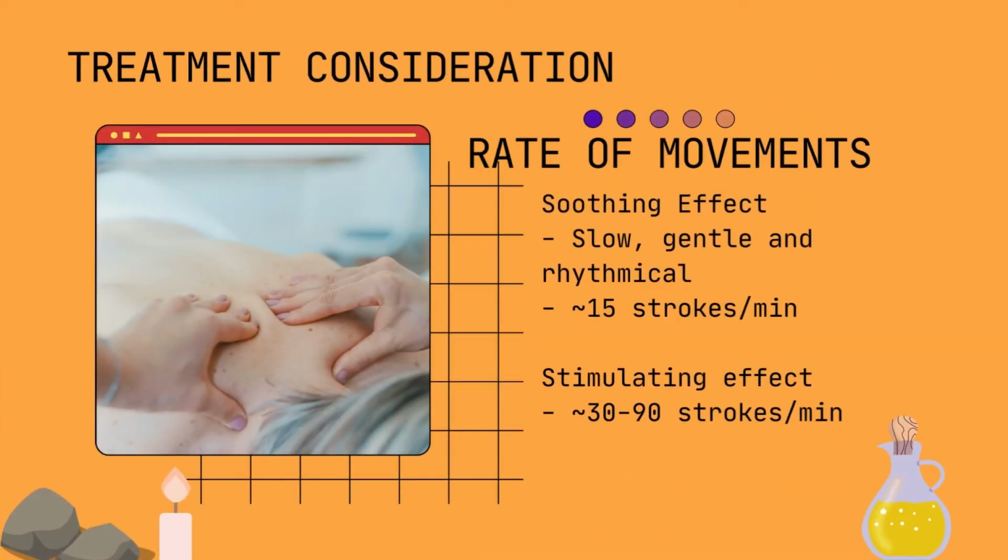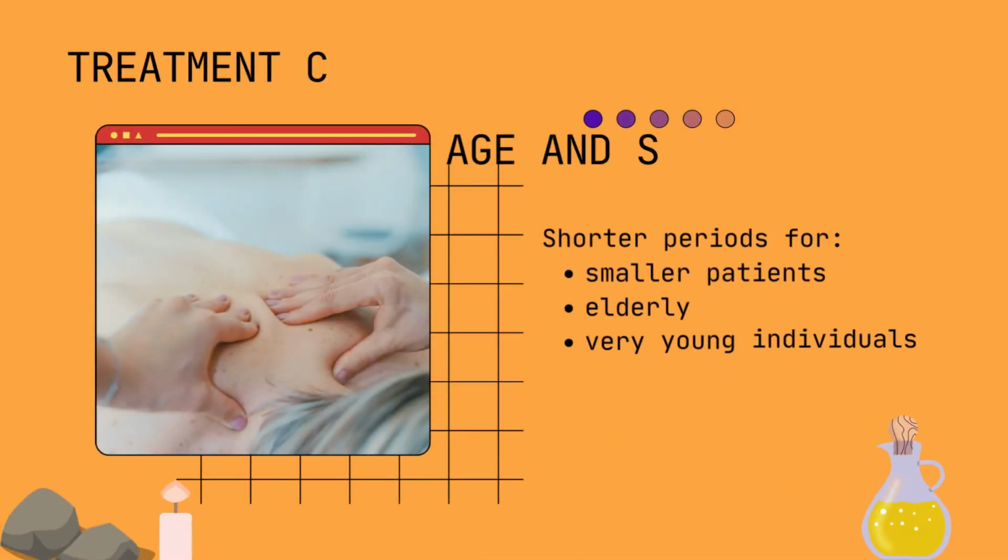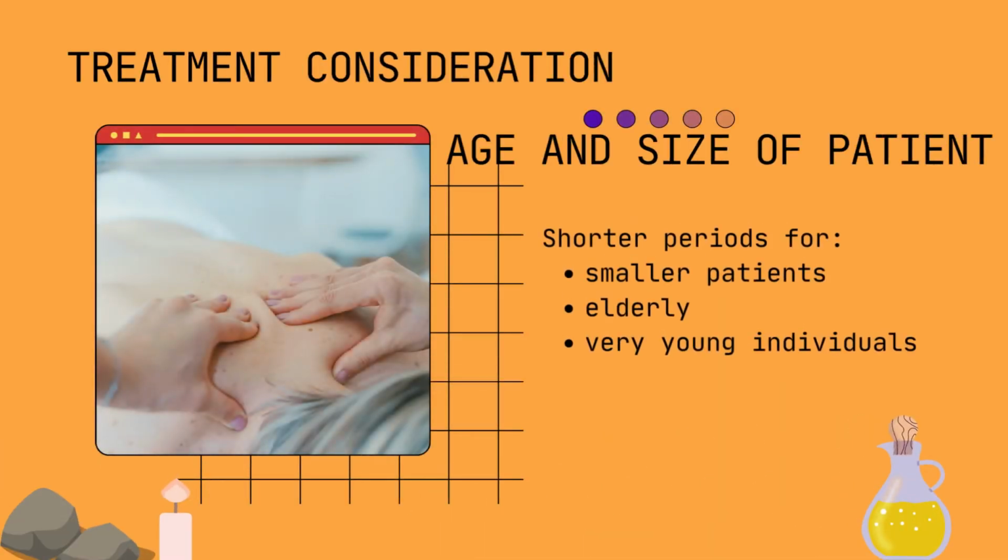Rate of movements. For a soothing effect, we need to be slow, gentle, and rhythmical, approximately 15 strokes per minute. For a stimulating effect, we need approximately 30 to 90 strokes per minute. For age and size of the patient, shorter periods should be given to smaller patients, the elderly, and very young individuals.